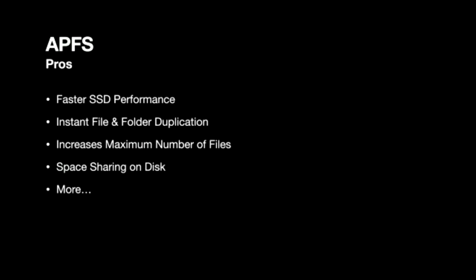Pros with using APFS: much faster. If you're duplicating files or folders, it's almost instantaneous. If you hit Command D to duplicate something, even if it's 150 gigs, boom, it's instantly duplicated. Because of the way they're doing the linking of the files on the system, it's very, very fast. Not physically duplicating, it's just noting changes to the original ones so that it makes references to the original files with changes. It also increases the maximum number of files that you can have on a disk. Not something we'll ever have to worry about, which is good.